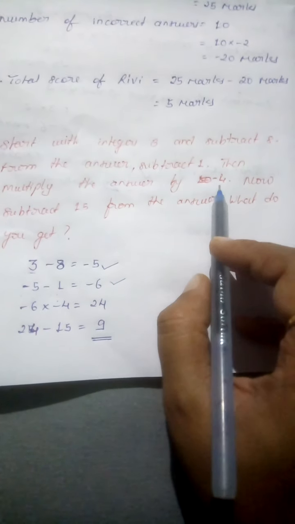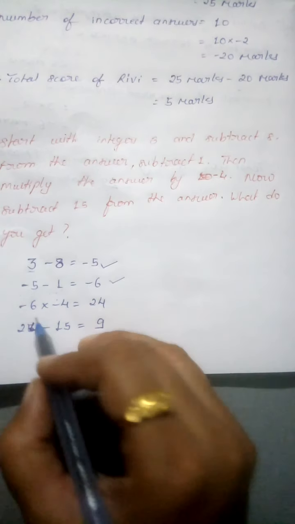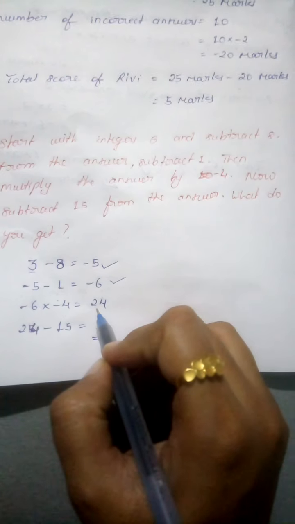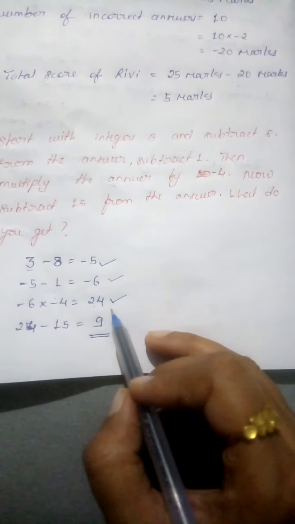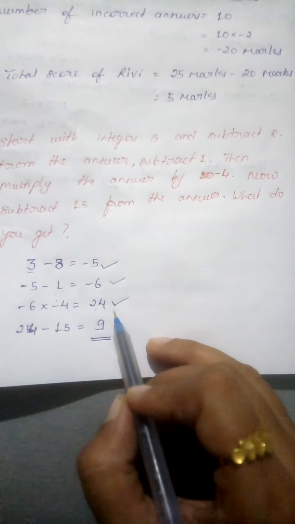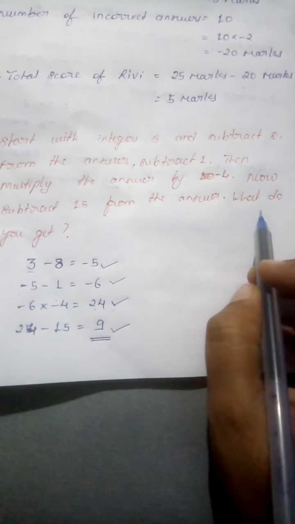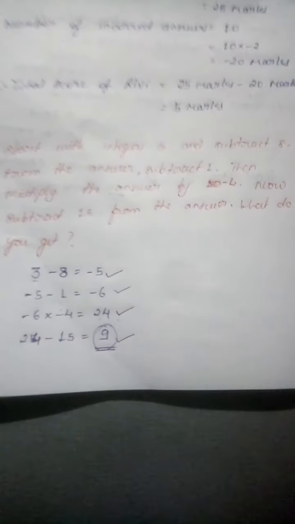Then multiply the answer by -4. We got the answer -6, and we multiply -6 with -4. So -6 into -4 equals +24. So here we got 24. Now subtract 15 from the answer. From 24 we have to subtract 15. So 24 minus 15 is 9. So what do you get? Here we got 9.